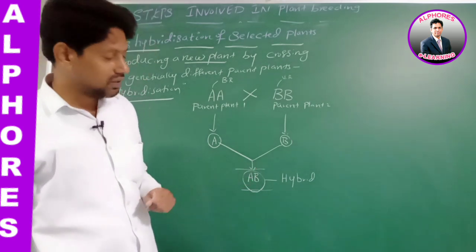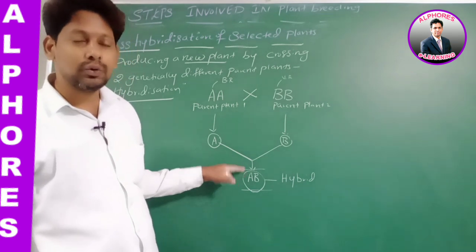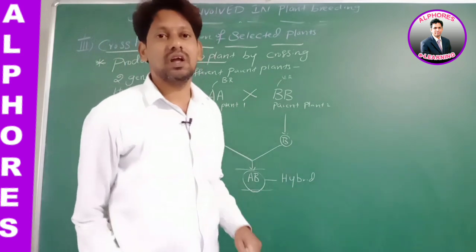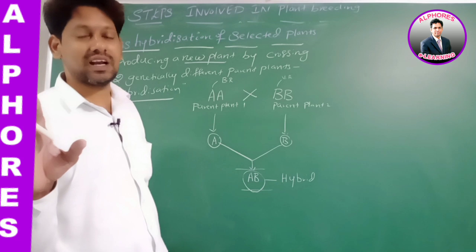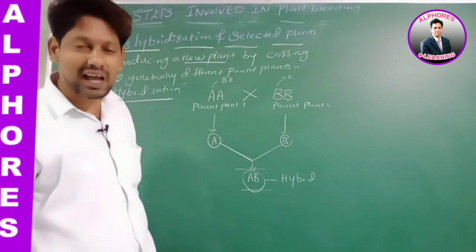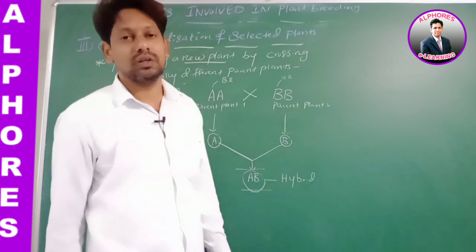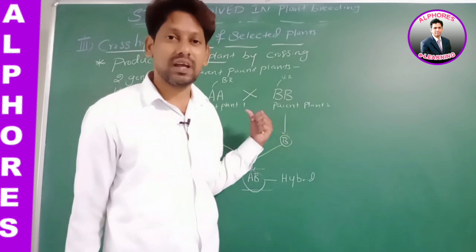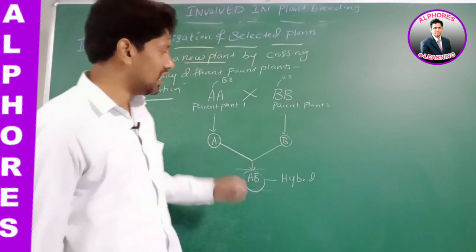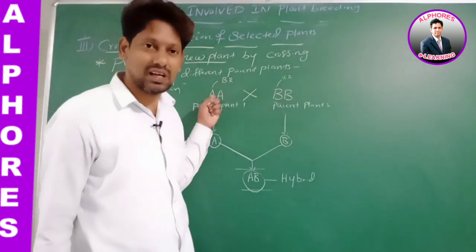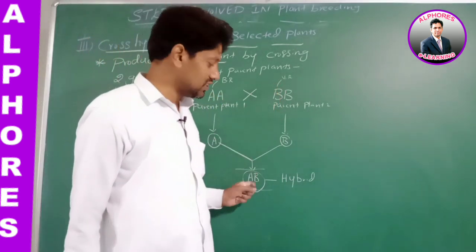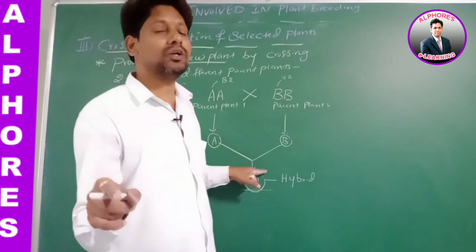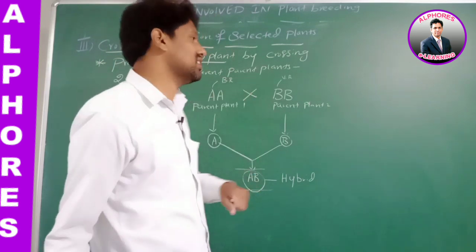Right. Now you tell me, why do we have to do this hybridization process? No plant is with all desirable characters in it. Is there any plant having all desirable characters in it? No. So by hybridization, we are combining desirable characters present in two plants into a single plant. By which process? Hybridization process.